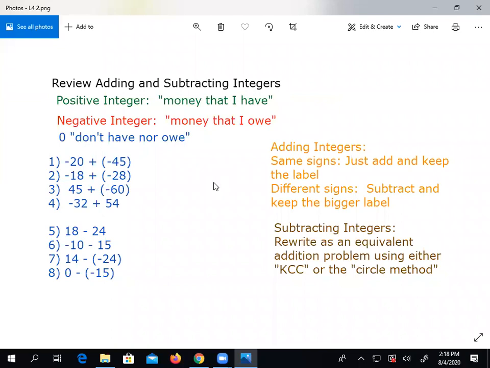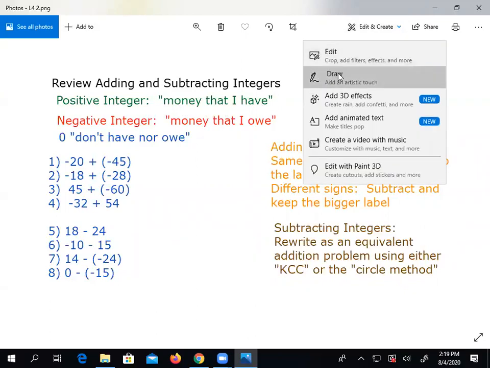So we also review adding and subtracting integers. Remember, integers are those positive and negative whole numbers. So like 0, 1, 2, 3, 4, so forth and so on. Also like negative 1, negative 2, negative 3, negative 4, so forth and so on. Those are your integers. And when we get into integers, one of the things we talked about is use a label. So a positive integer, we want to use money that I have.